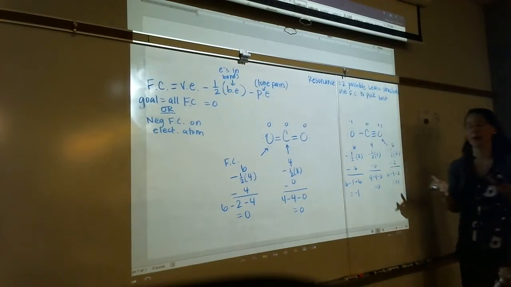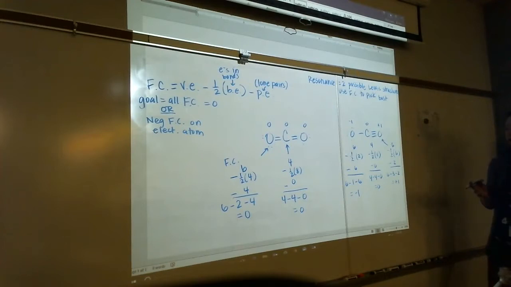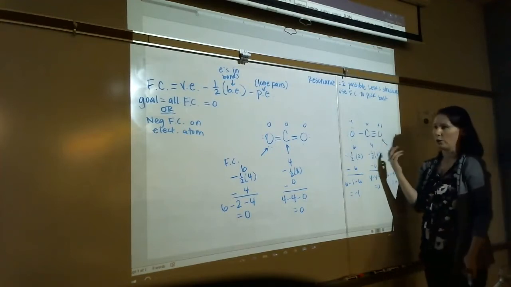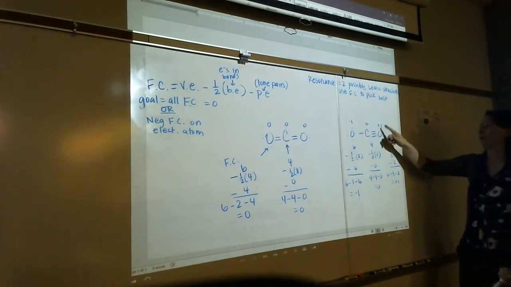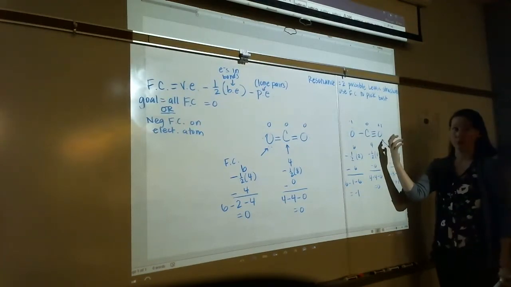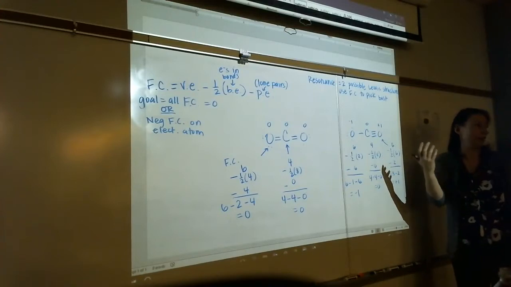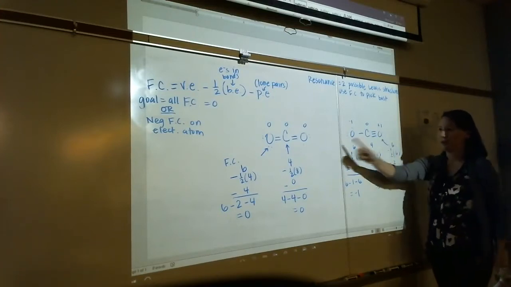Now you know you did your formal charges correctly if they all add up to the total charge on the molecule. This is a neutral molecule, right? This plus this plus this adds up to 0. So I know I did my formal charge correctly because they all add up to 0.